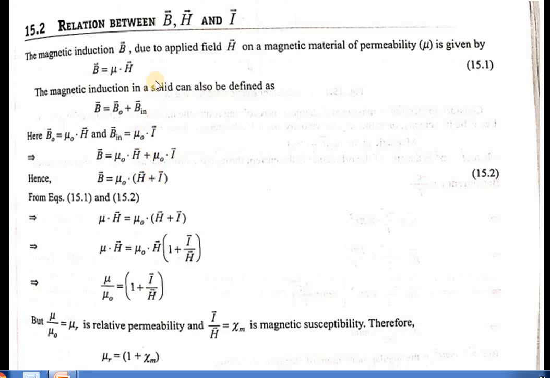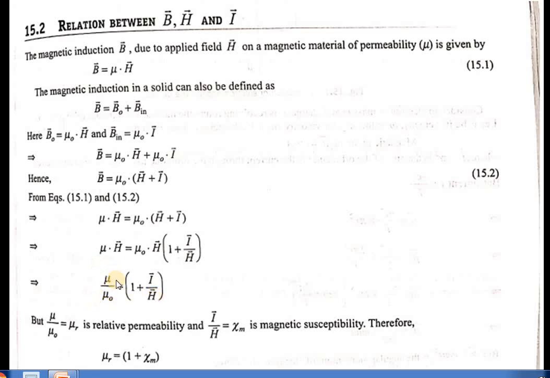And you have equation 1 as B = mu H. Substitute B = mu H in equation 2. You get mu H = mu naught (H + I). Take H outside: mu H = mu naught H (1 + I/H). H is common on both sides, so it can be cancelled. So mu/mu naught = 1 + I/H.